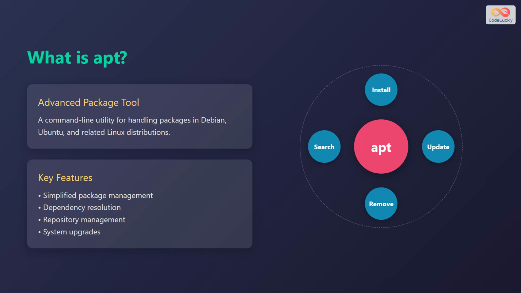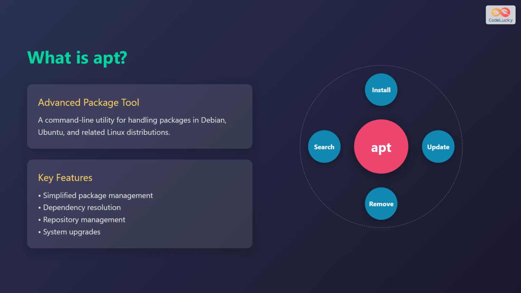What exactly is apt? apt stands for Advanced Package Tool, a powerful command line utility designed to simplify the process of managing packages on Debian, Ubuntu, and other similar Linux distributions. Some of the key features are simplified package management, which means installing, updating, and removing software becomes straightforward. Dependency resolution: apt automatically handles dependencies, ensuring that all required components are installed correctly.